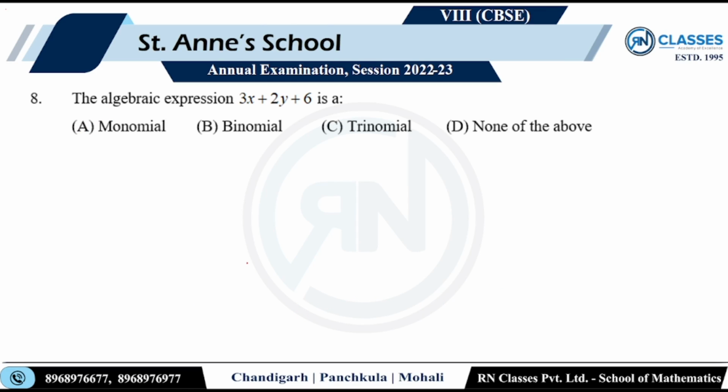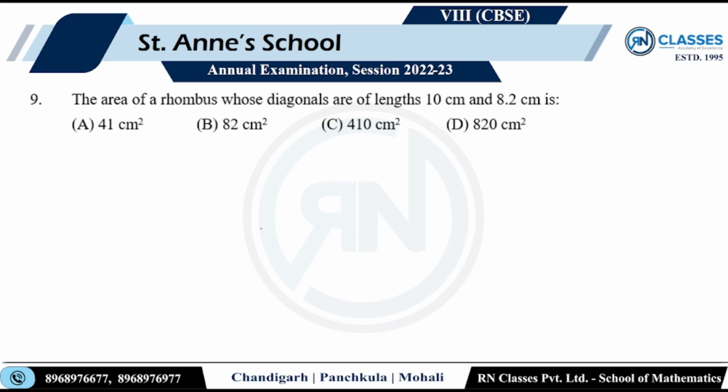Next, question number 8. The algebraic expression 3x plus 2y plus 6 is monomial, binomial, trinomial, or none of these. How do we know whether it is monomial, binomial or trinomial? By the number of terms. How many terms do I have? 3 terms. So what will it be? Trinomial. C part is the right choice.